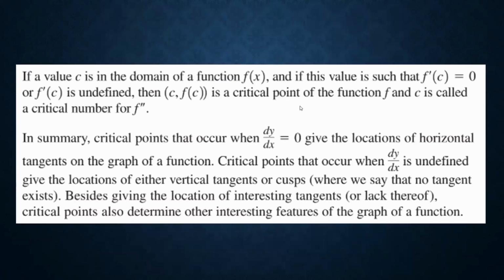So let's read this. If a value c is in the domain of a function f of x, and if this value is such that f prime of c equals 0, or f prime of c is undefined, then c comma f of c is a point, that critical point, right? Yeah. So it's a critical point of the function f, and c is called a critical number of f.